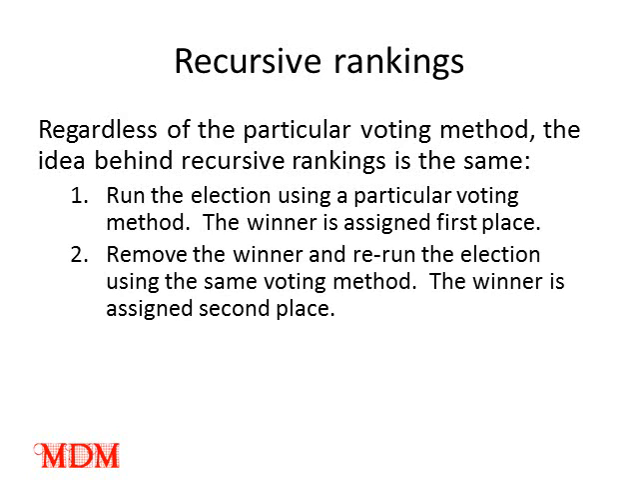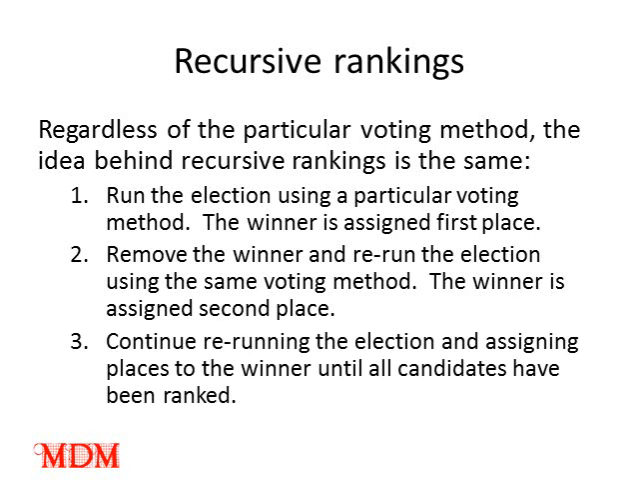Now we're going to remove that winner and rerun the election using the same voting method. The winner this time is assigned second place. We're going to continue this procedure, rerunning the election and assigning places to the winner until all candidates have been ranked. Let's look at recursive rankings with each of the voting methods that we've discussed.